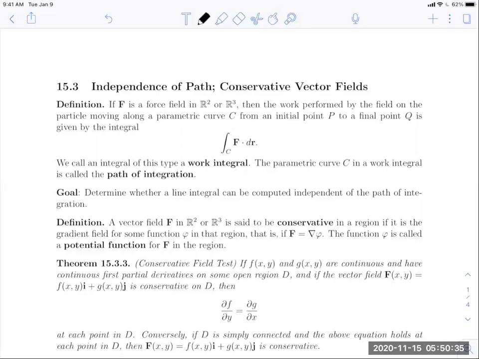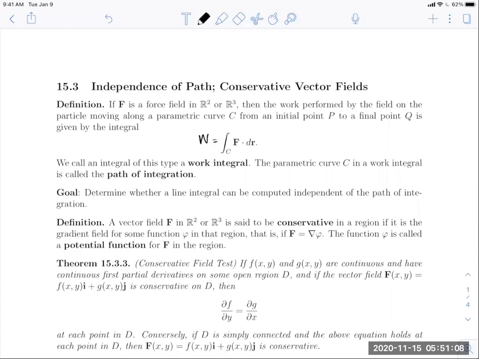Today's lesson, we're going to discuss section 15.3, independence of path and conservative vector fields. So first, let's remind ourselves about the work integral that we've seen previously. If F is a force field in R2 or R3, then the work performed by the field on a particle moving along a parametric curve C from an initial point P to a final point Q is given by the work, or W, equals the line integral over C of F dot dr.